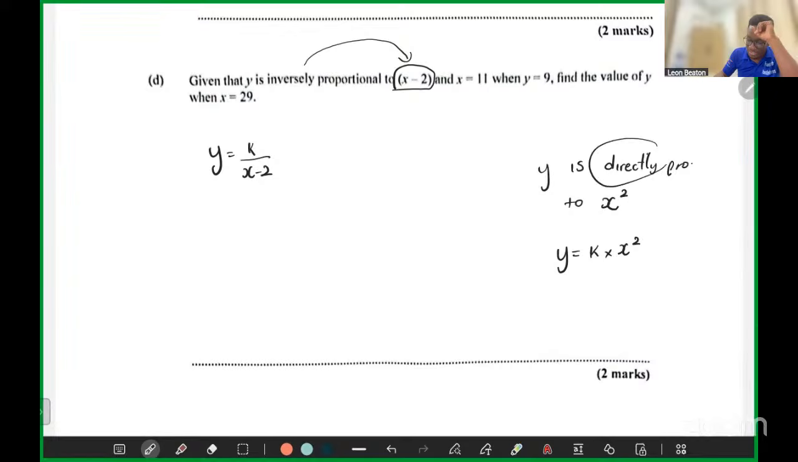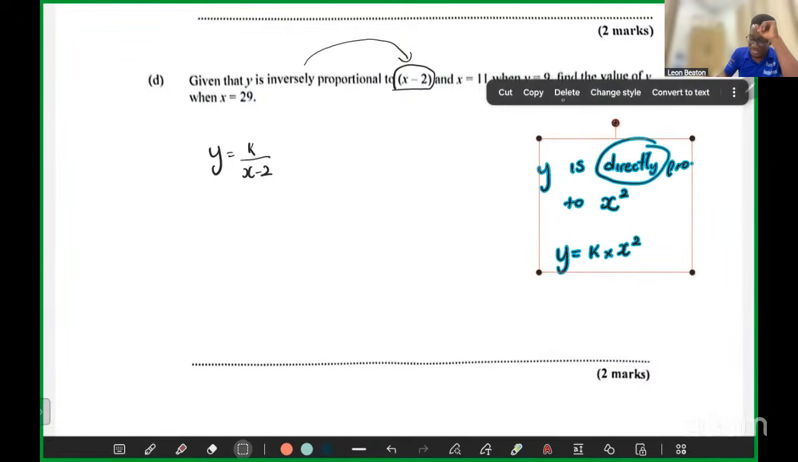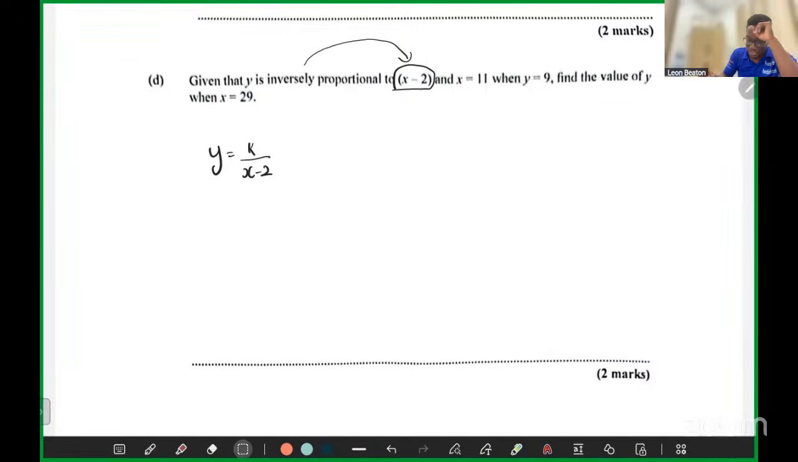All right, direct means you multiply directly. So be on the lookout for the words direct and inversely. That is a little history on proportionality. If you didn't know that, now you know. Good, so that is that.